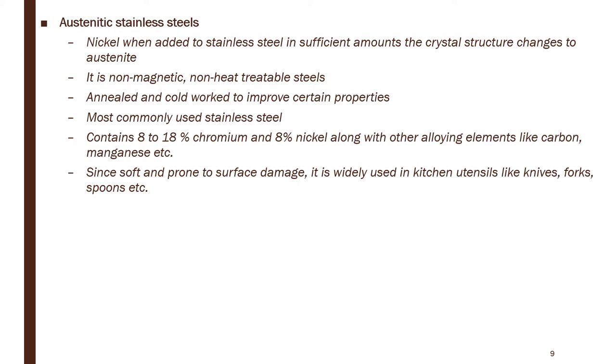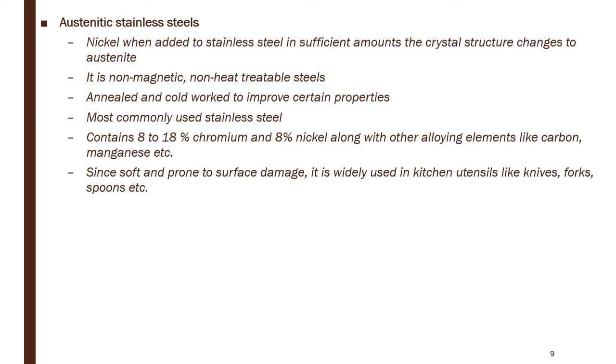Austenitic grades are the most commonly used stainless steels, accounting for more than 70% of total stainless steel production. The typical composition is like 18-8 grade stainless steel, which consists of 18% of chromium and 8% of nickel, along with other elements like carbon, manganese, etc.